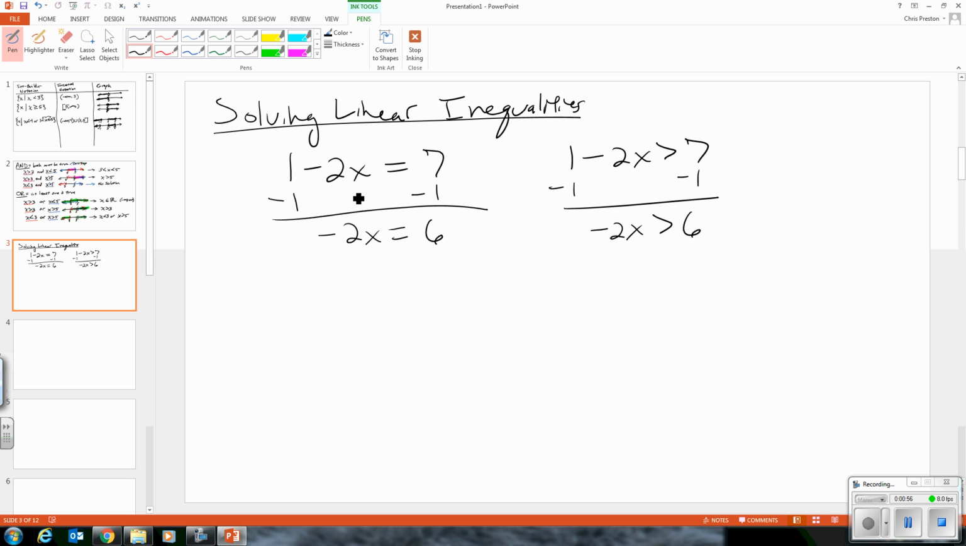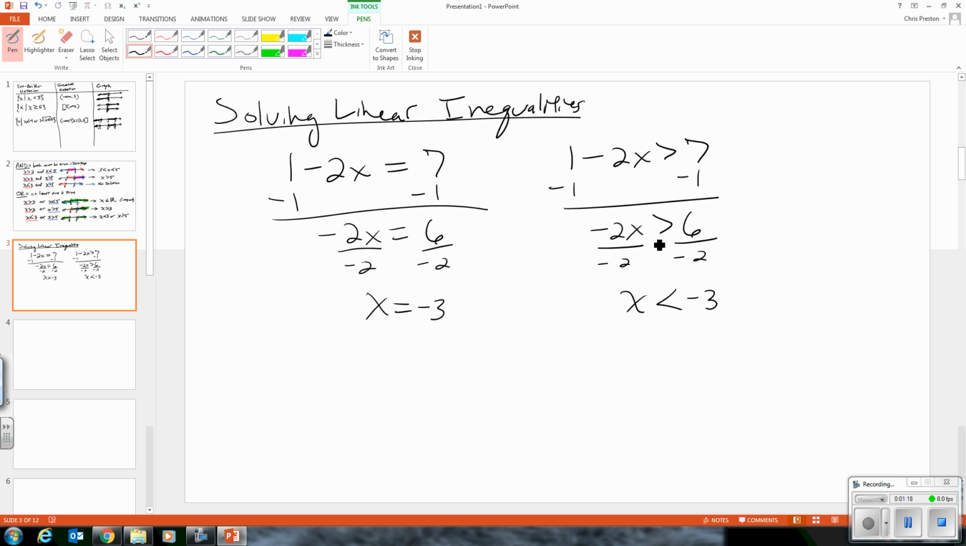Same thing with an equation. If they're equal, you take $1 away from each of them, they're still equal. So the next thing I would do is divide by that coefficient. I'd get x equals -3. So same idea here, divide by -2 here, and I'd get x is less than -3.